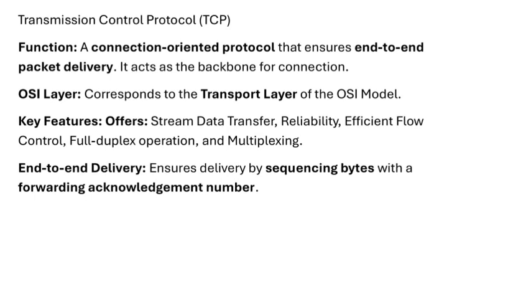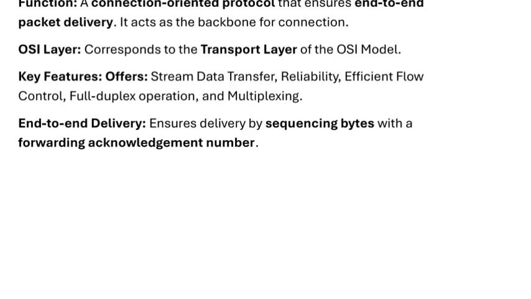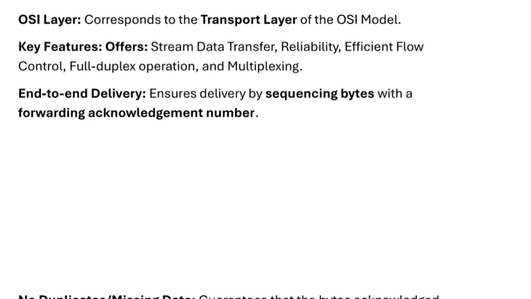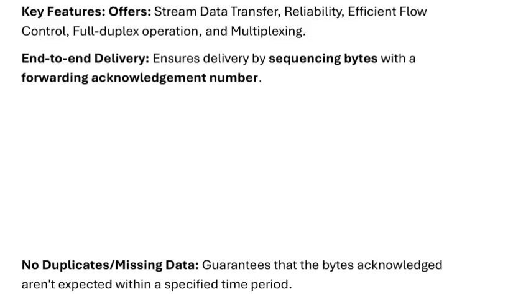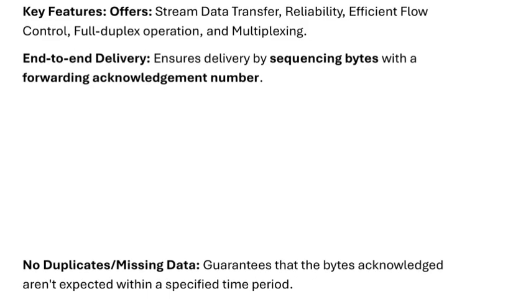Transmission Control Protocol, TCP. Function: a connection-oriented protocol that ensures end-to-end packet delivery. It acts as the backbone for connection. OSI layer: corresponds to the transport layer of the OSI model. Key features: offers stream data transfer, reliability, efficient flow control, full duplex operation and multiplexing.